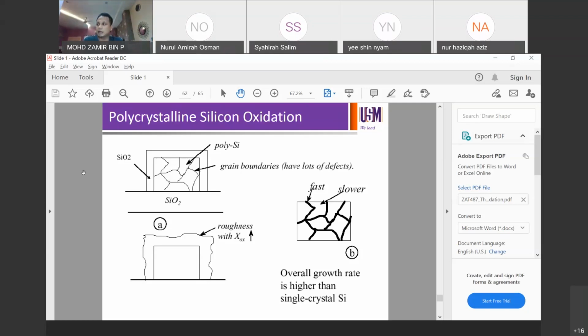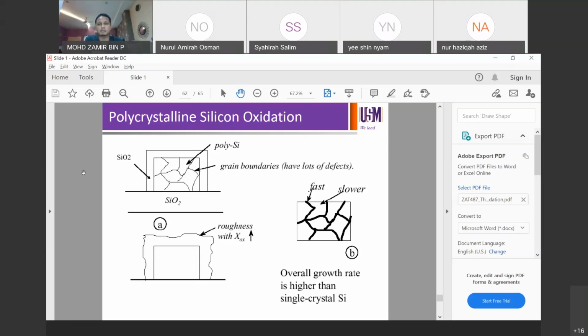Usually in IC fabrication we use monocrystalline silicon. So you won't see this problem on this slide because we are using monocrystalline silicon to begin with. So there are no multiple grains. There's only one grain, infinite. So there are no grain boundaries at all.